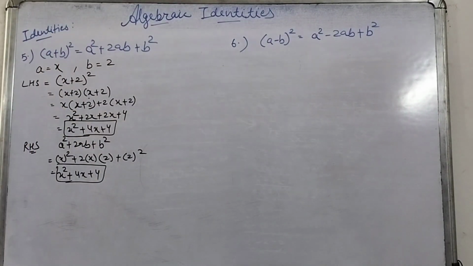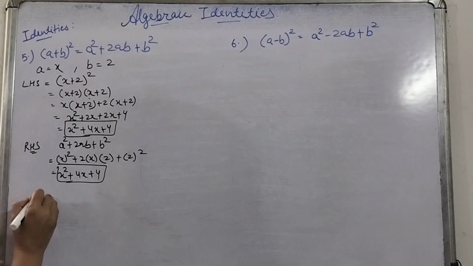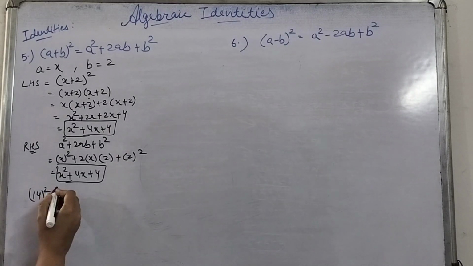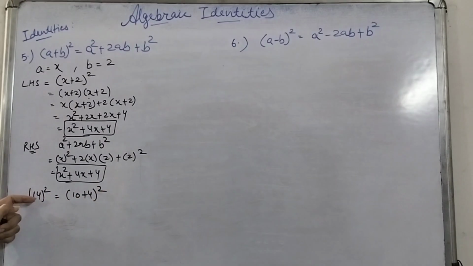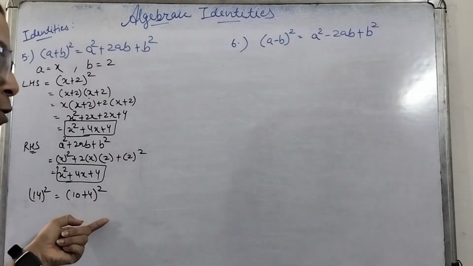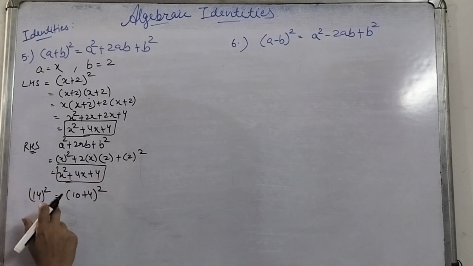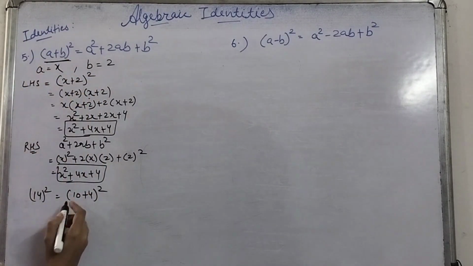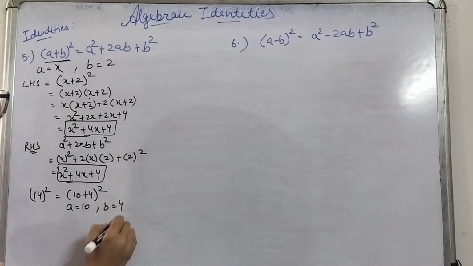So now let's see another example. Suppose we have to find 14 square. So 14 square could be written as (10 plus 4) whole square. We can write 14 as 10 plus 4. Now if we compare this with (a plus b) whole square, we can see the value of a is 10 and the value of b is 4.